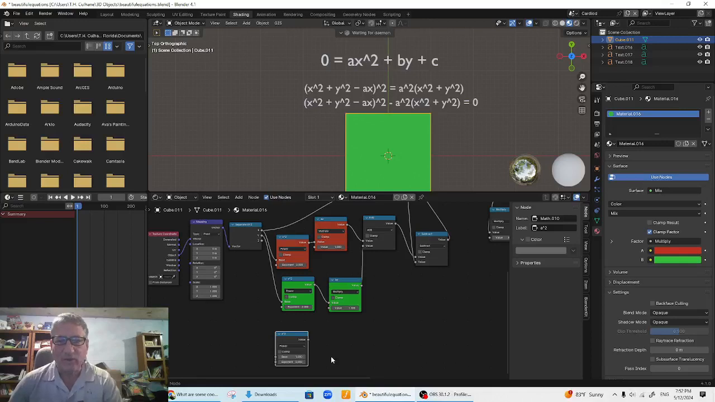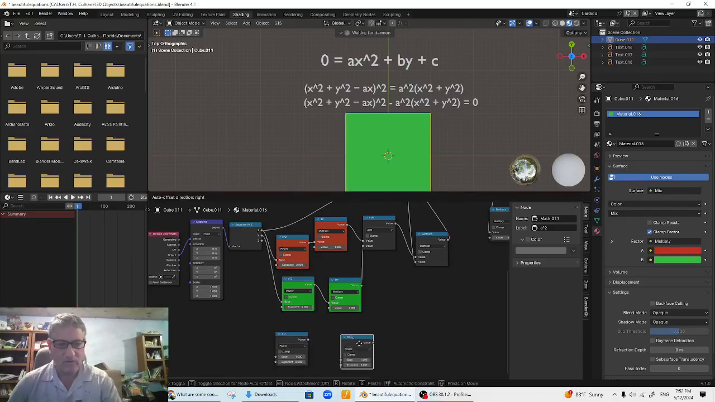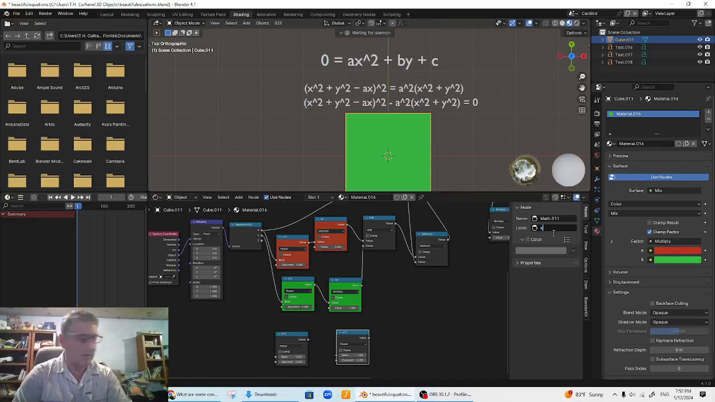Now I need an x squared plus y squared. So if I make another node here, and I call this x squared.